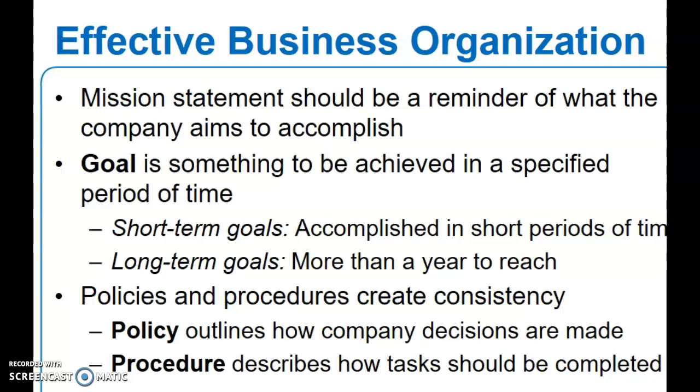Establishing policies and procedures is necessary for any organization. A policy outlines how company decisions are made. Company policies may include hiring practices, schedule of management meetings, and employee code of conduct. A procedure describes how tasks should be completed. Some common business procedures include operation guides for using equipment, workflow charts, and employee training manuals. Policies and procedures help create consistency in business operations.